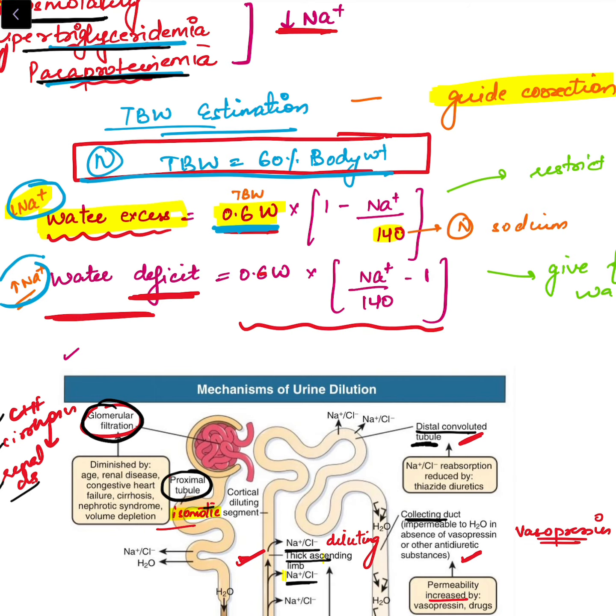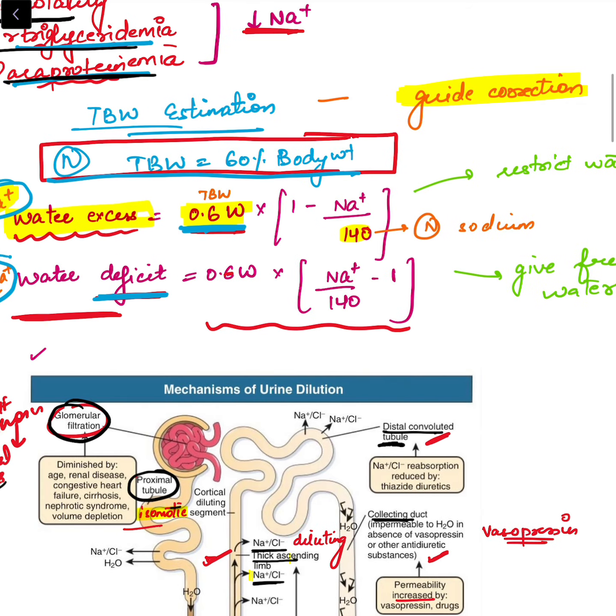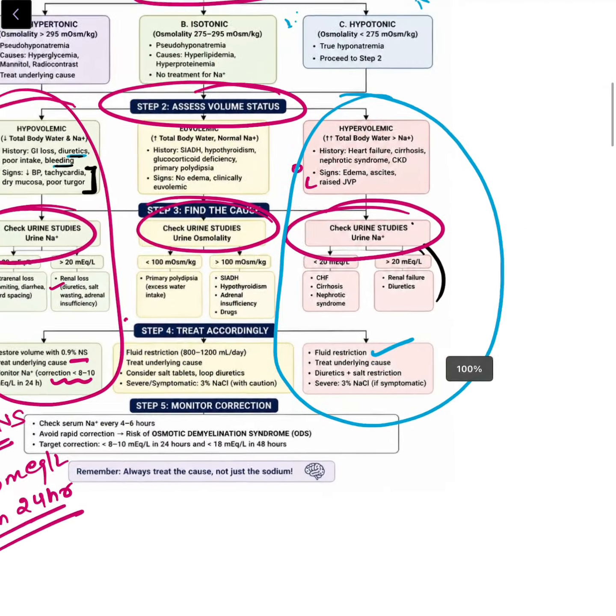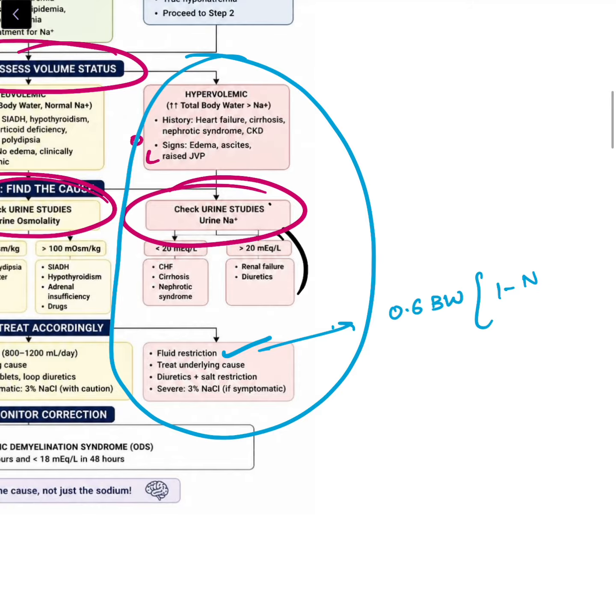In cases of hypernatremia, you need to correct how much water is in deficit. So you need to give free water, this much free water, to correct hypernatremia. For fluid restriction, you will use this formula: 0.6 times body weight times (1 minus sodium over 140). This much water should be restricted.